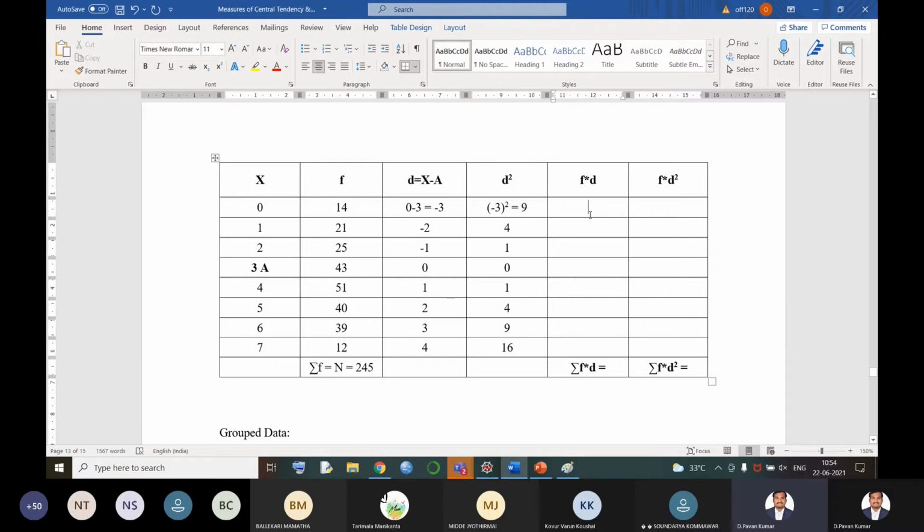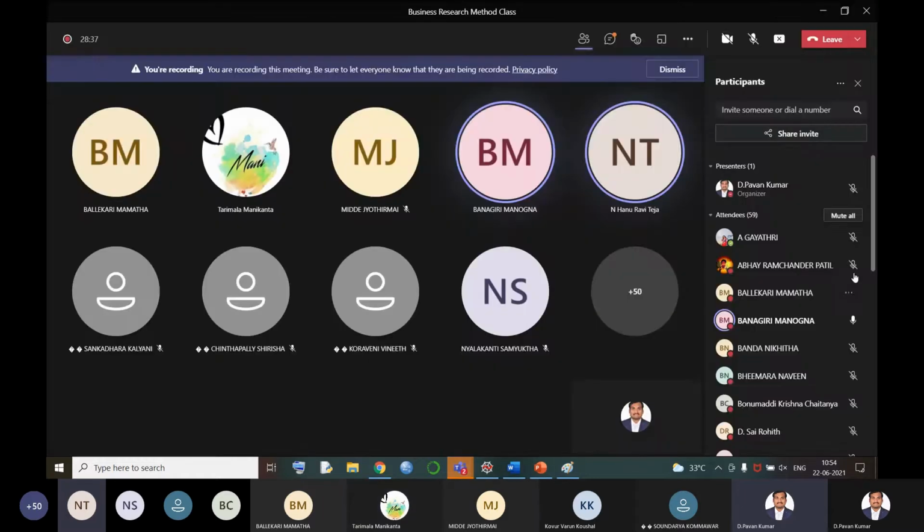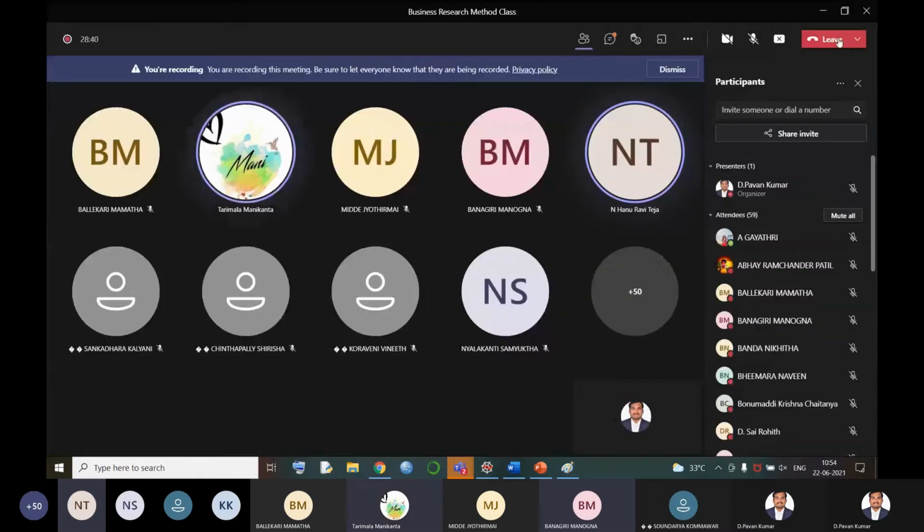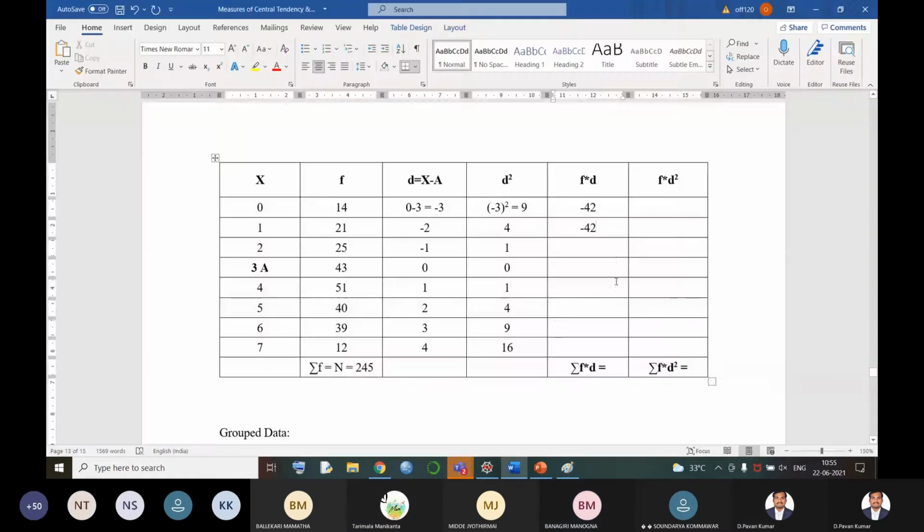Now f into d. 14 threes are 42, so minus 42. Next, minus 42 again. Next, 25 into 1 is 25. Next, 0 into 43 is 0. 1 into 51 is 51. Next, 2 into 40 is 80.